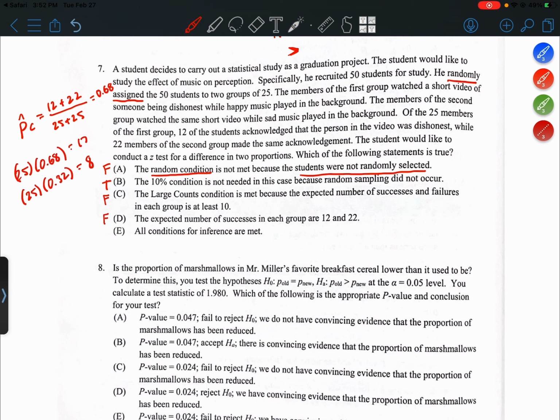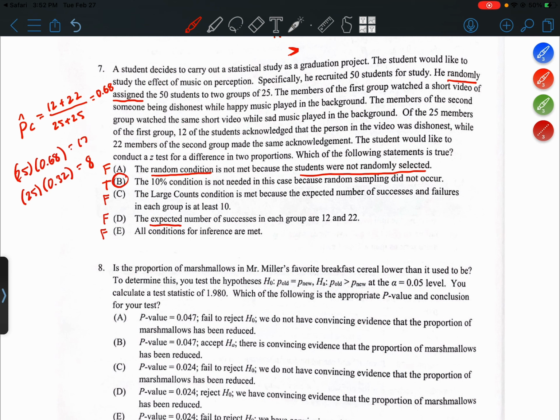12 and 22 are the observed number of successes. It's not the same as the expected number of successes. So the calculation we just did over here, that represents the expected number of successes. Choice E. All conditions for inference are met. That's false. We just saw that the large counts condition was not met. So the correct answer here is B.